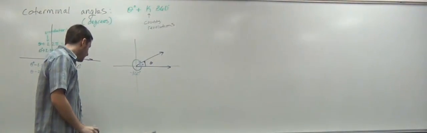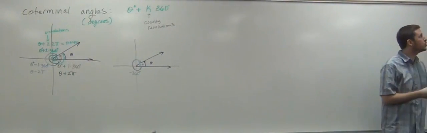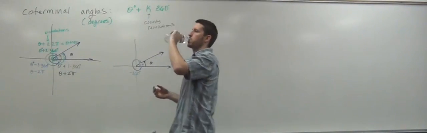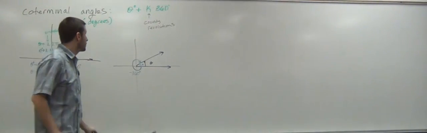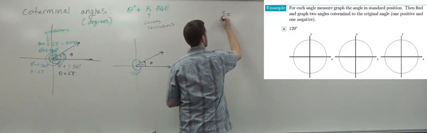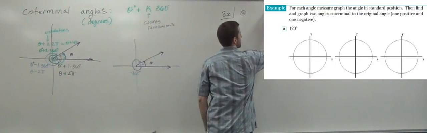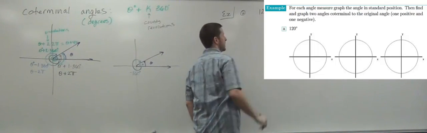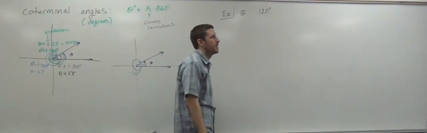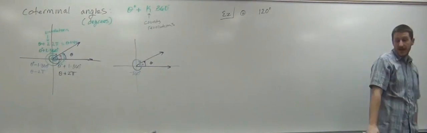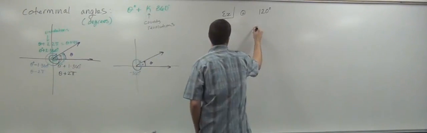Okay, so the example here: for each angle measure, graph the angle in standard position, then find and graph 2 angles coterminal to the original. So I'm giving you 120 degrees as my measurement. I want you to graph that angle and then 2 coterminal angles. And I also want their measurements when we find the 2 coterminal. So first of all, how would I graph 120 degrees?